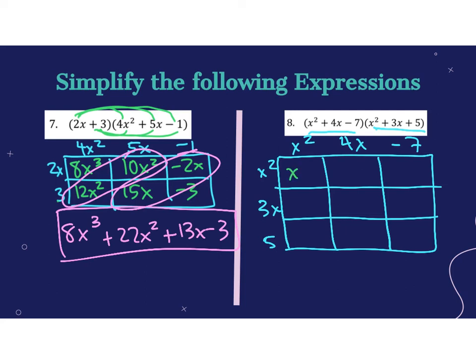X squared times x squared is x to the 4th. X squared times 4x is 4x to the third. X squared times -7 is -7x squared. 3x times x squared is 3x to the third. 3x times 4x is 12x squared. 3x times -7 is -21x. I gotta be careful not to go too fast. I'm getting tripped up on my multiplication. 5 times x squared is 5x squared. 5 times 4x is 20x, and 5 times -7 is -35.